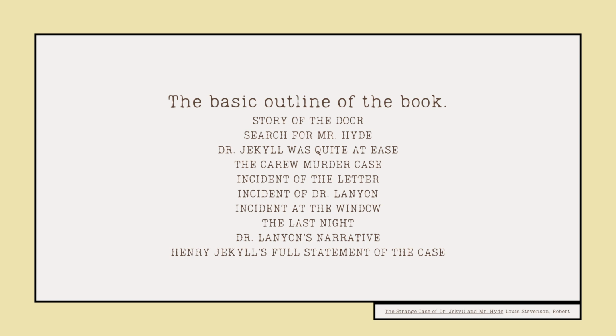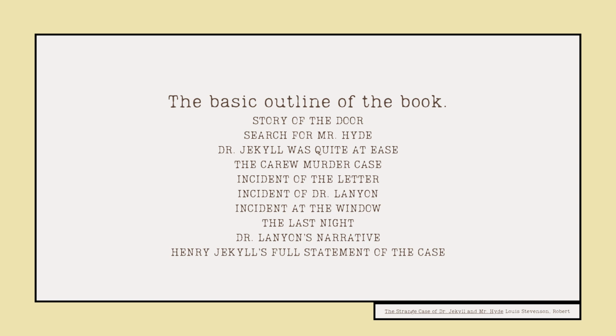Search for Mr. Hyde. After the events of the first chapter, Dr. Jekyll alters his will so that if something were to happen to him, Mr. Hyde would inherit Dr. Jekyll's estate. Mr. Utterson is a lawyer in charge of this will, but struggles to do so after hearing the events of the previous chapter. Mr. Utterson looks for and finally finds Mr. Hyde, and here we get a description of the character of Hyde. Dr. Jekyll was quite at ease.